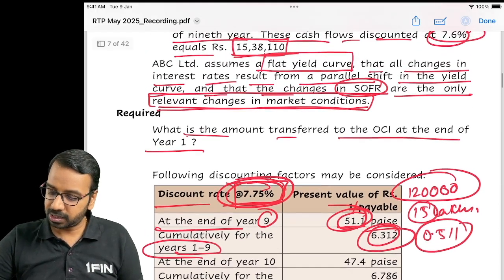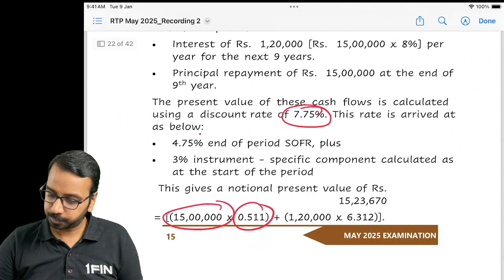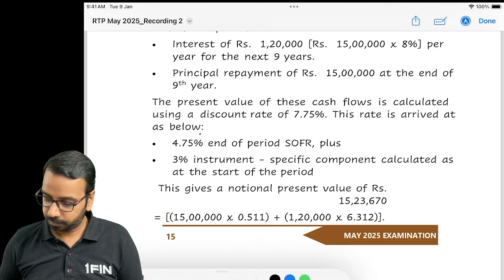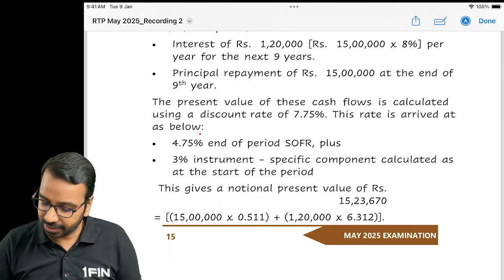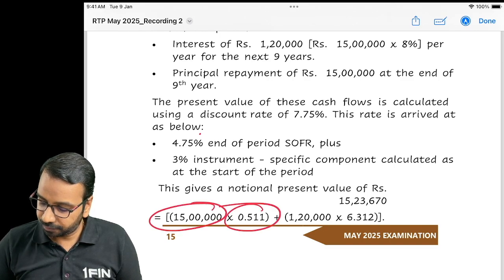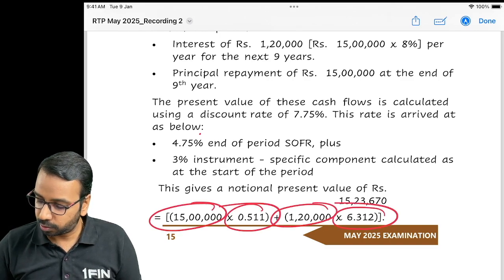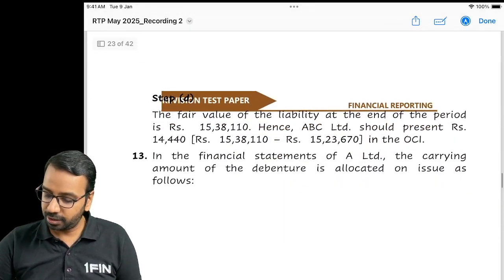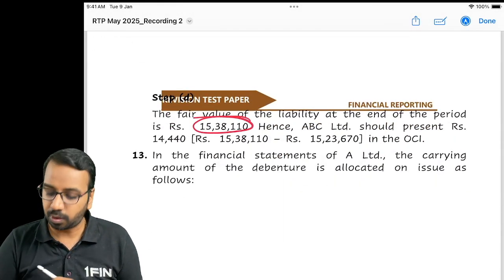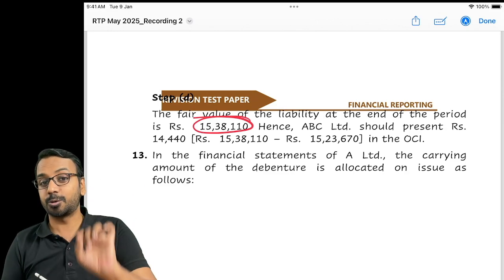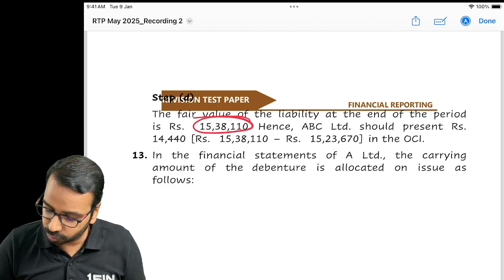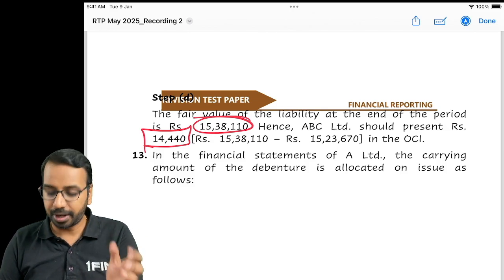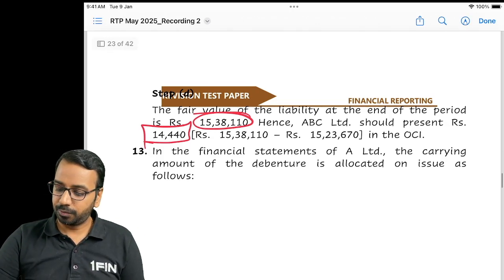So what is the present value because of that? 15 lakhs into 0.511 plus 120 into 6.312, we get 1523,670. This versus the fair value that is given, 1538,110. That is the fair value of the instrument. So the difference between these two will be recorded in OCI, that is 14,440. Alright, moving to the next one.